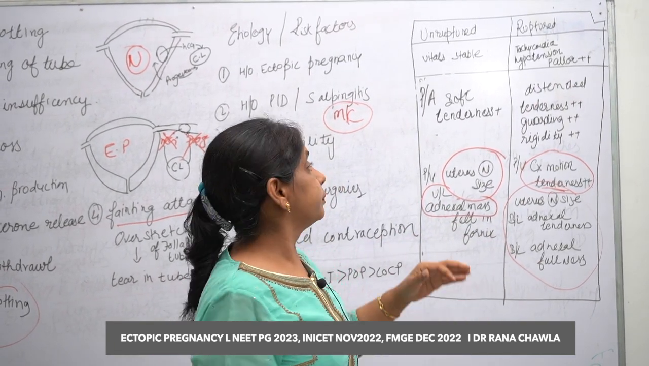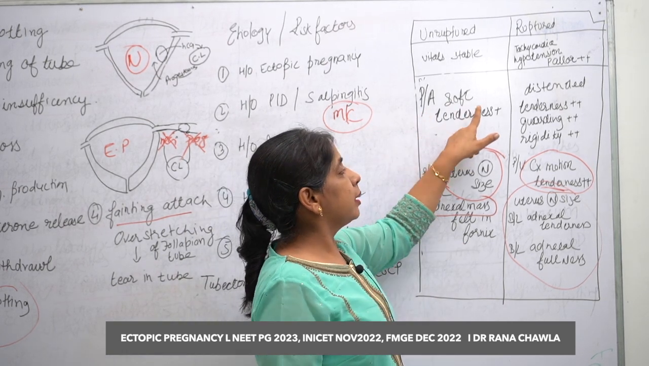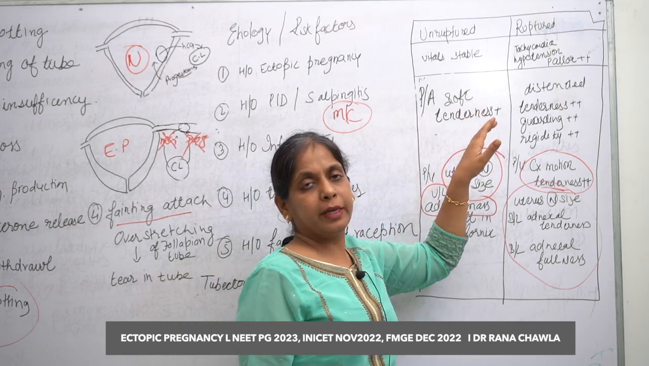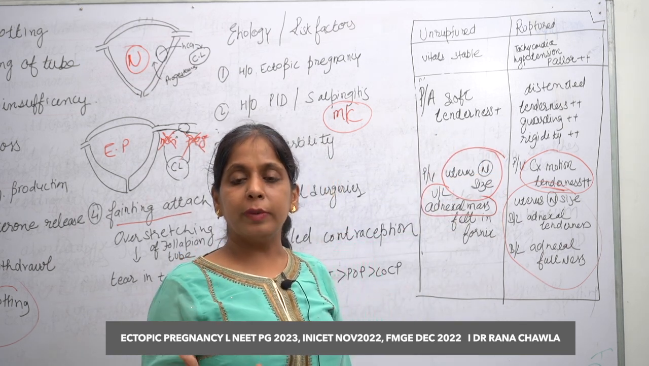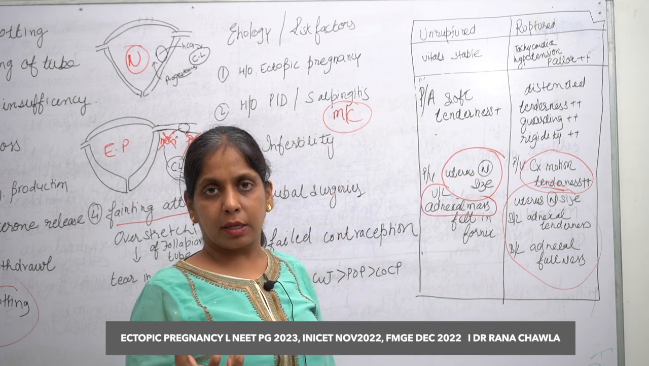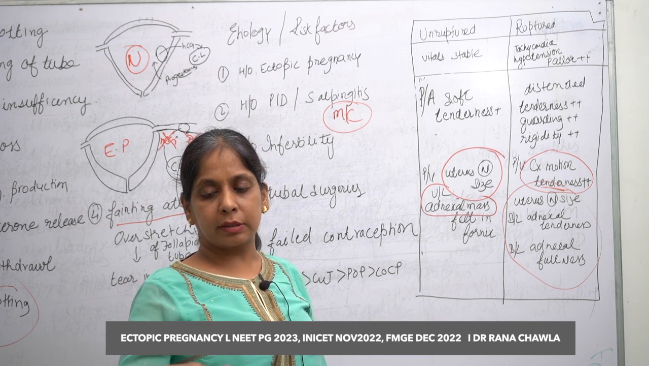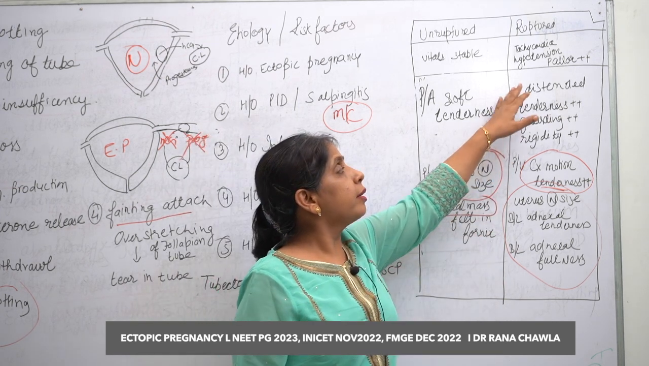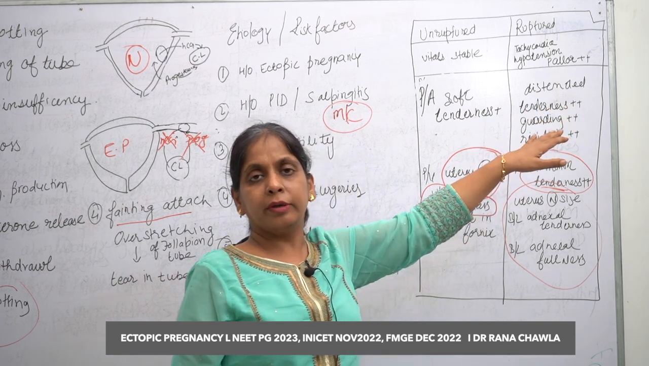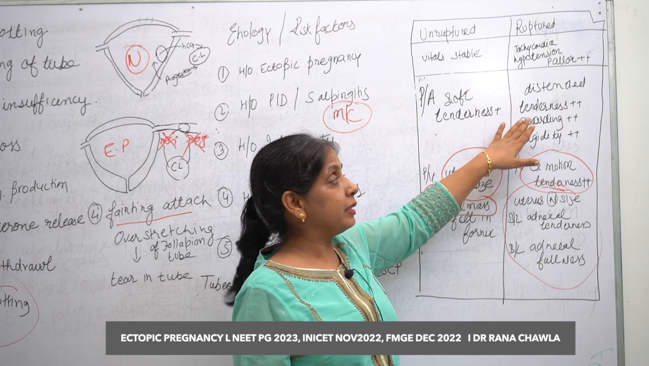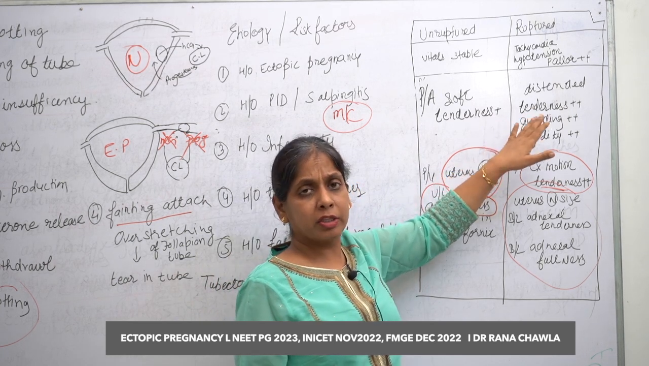Per abdomen, in unruptured ectopic, the abdomen will be soft, but there will be tenderness because the tube is having an adnexal mass. The patient will feel pain when someone touches the abdomen. In ruptured ectopic pregnancy, the abdomen will be distended, and the tenderness will be much, much higher.